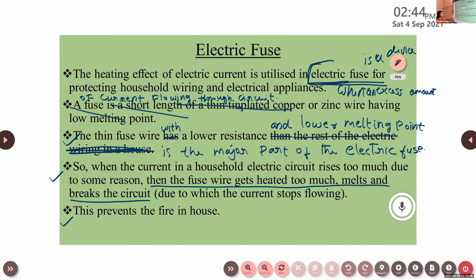Then you can write the fourth point. When the current in a household electric circuit rises too much, the reason can be either overloading or short circuiting, the fuse wire gets heated too much, it melts and breaks the circuit. Breaking the circuit means no current, or no large amount of current, flows through our further electrical appliances. This prevents fire in the house. This is the last point.